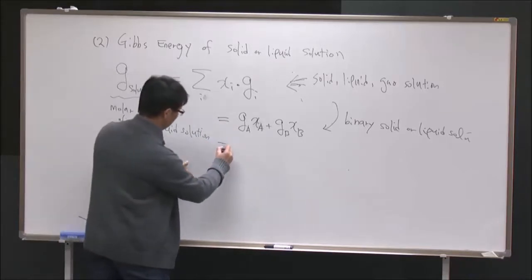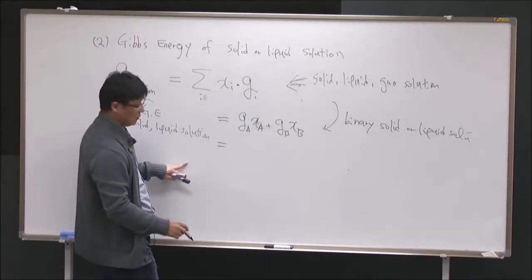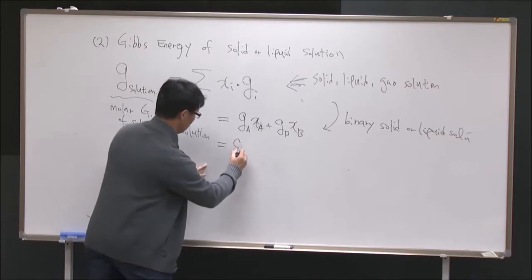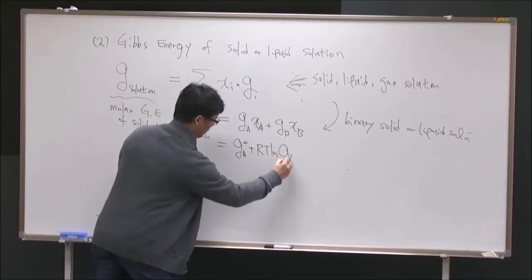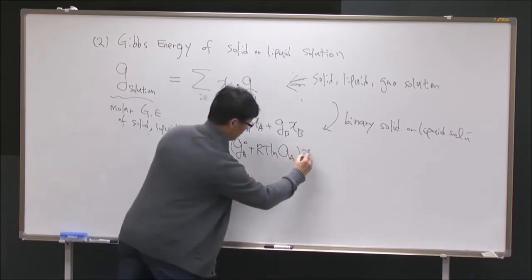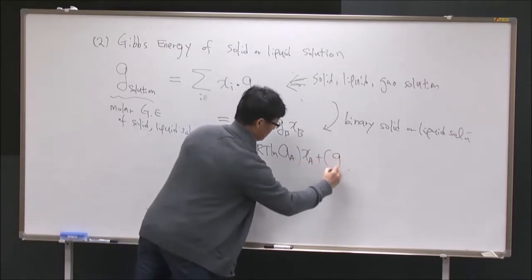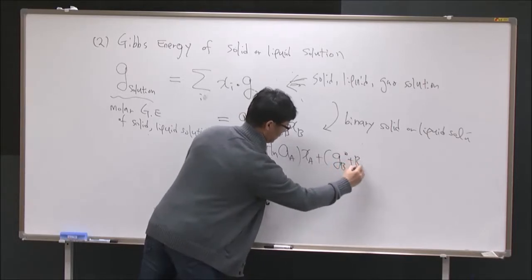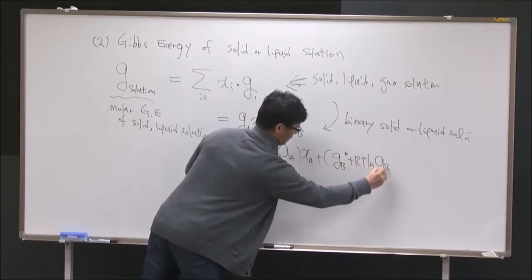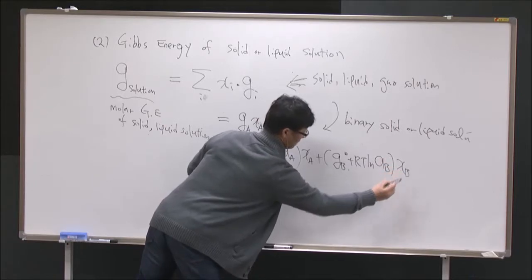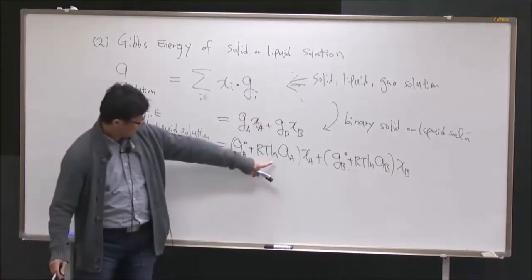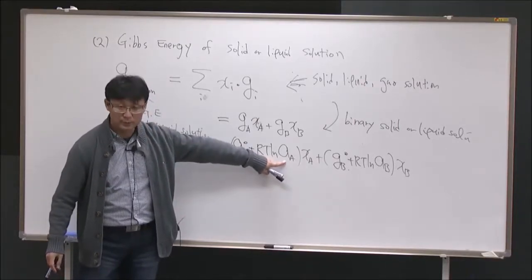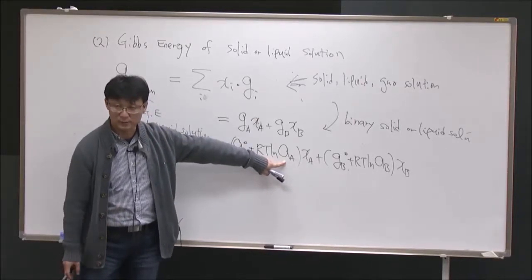And then if you look at that expression as a function of the activity, this is GA naught plus RT ln activity of A, times the mole fraction of A, plus GB naught plus RT ln activity of B, times the mole fraction of B. Okay. Now, activity is activity coefficient times mole fraction, as I mentioned, yeah? Activity coefficient times mole fraction.